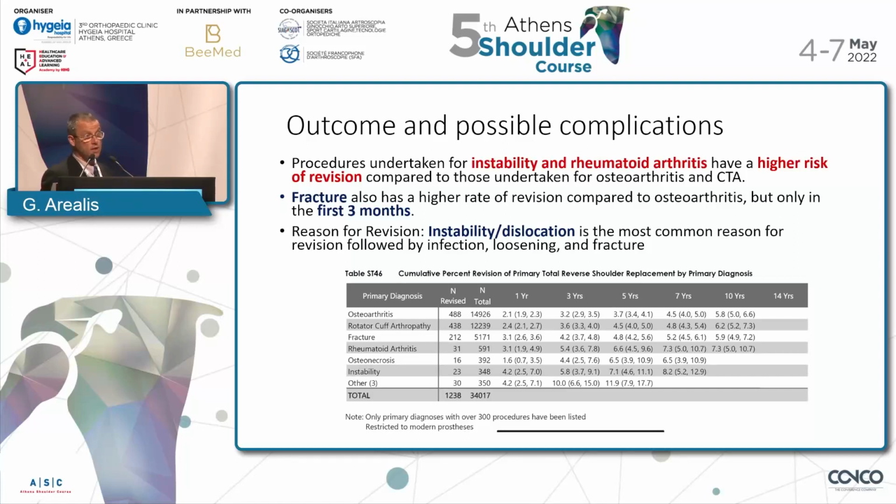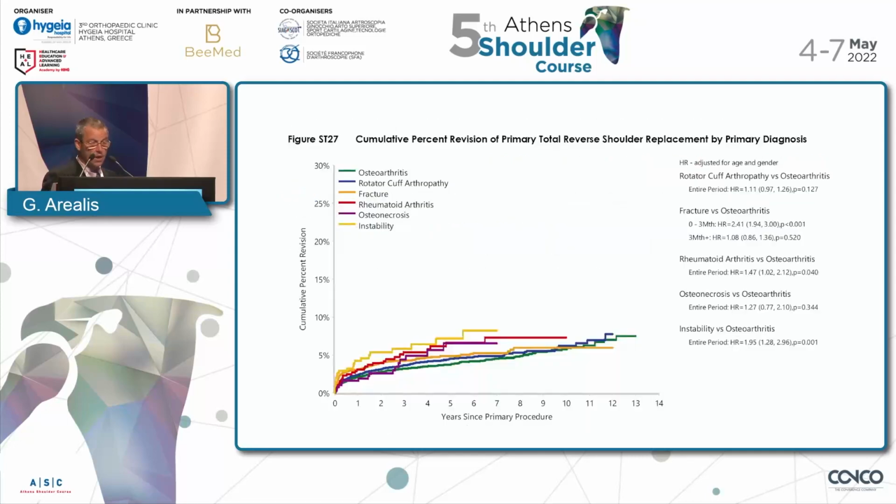And usually, the most common scenario is you have instability, and this is what you need to address in your revision situation. And this is a cumulative percent of revision, so you see where the rheumatoid arthritis and the instability for reverse come as an indication for increased failure rates.